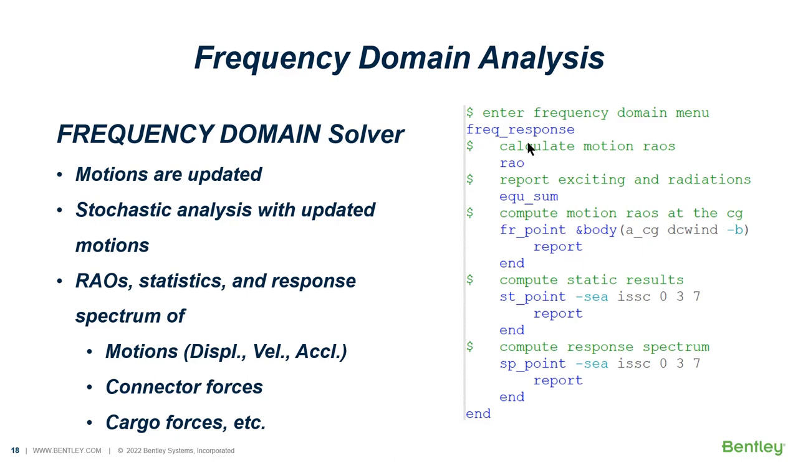Here, with this command RAO, we calculate the motion response operator and report it at the CG with this command FR point. Because we connect the modes to the body, the motion RAOs from this command include all the deformation effects. The same for the last. Here, statistics of motions under this wave condition also include the deformation inertia from the modes, and same for the response spectrum that is calculated with this SP spectrum point command.